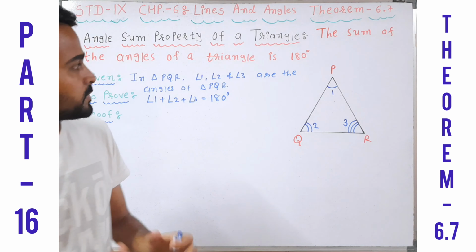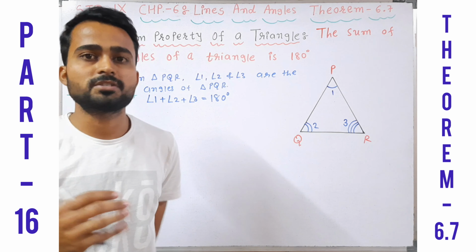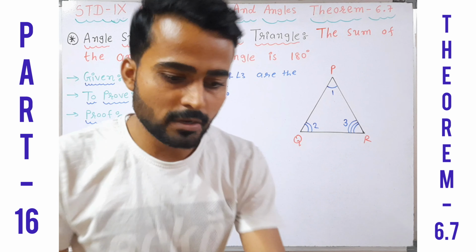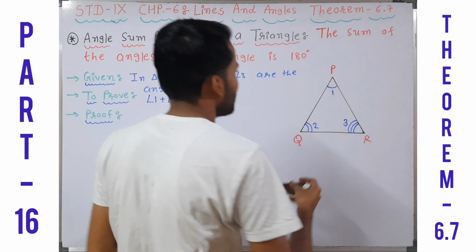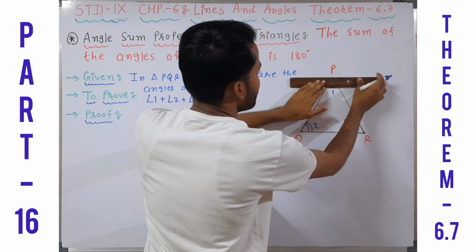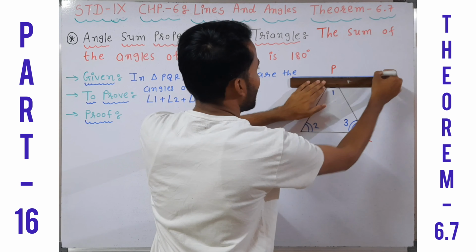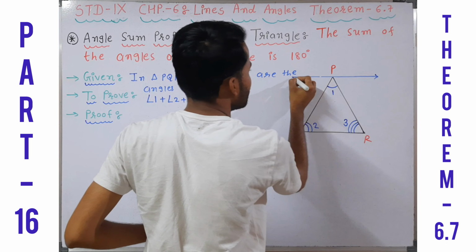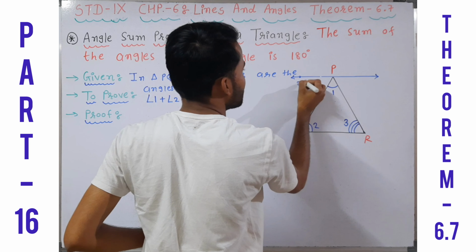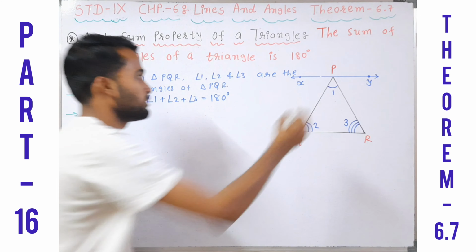Now let us start our proof. To prove that the sum of these three angles is 180 degree, we have to construct one thing. Actually we have to draw a line which will be passing through this point P, right? So we are going to have a line XY. As you can see, this is line XY which is passing through this point P, right?